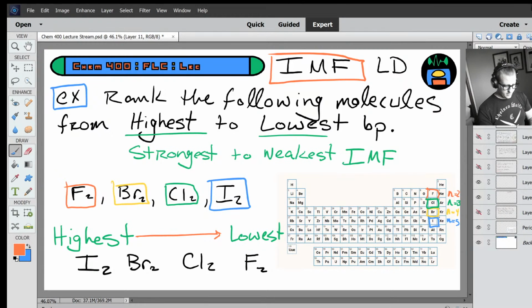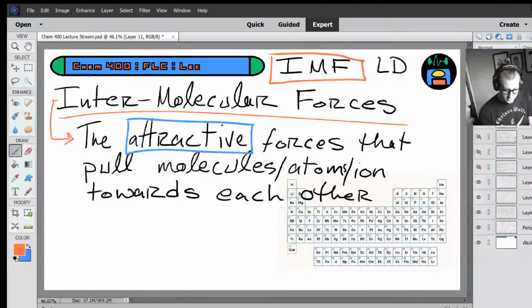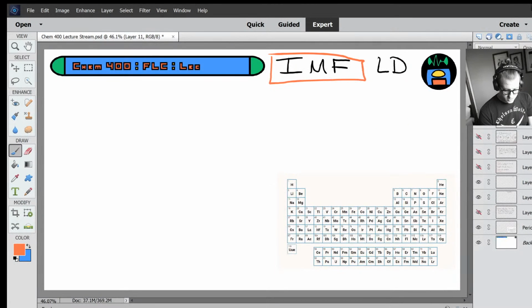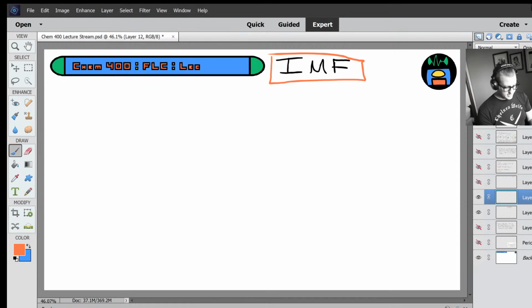All right. Okay, so that is everything you need to know about London dispersion forces. Let's take a look at dipole-dipole, which I'll be abbreviating DD. All right, dipole-dipole forces.